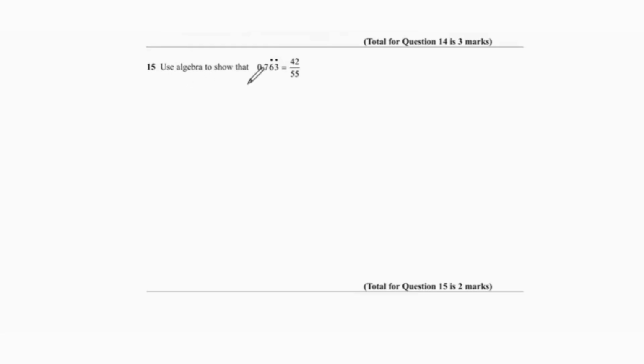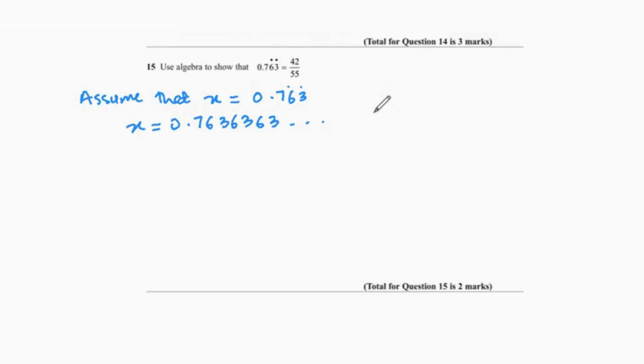It says use algebra to show that 0.763 recurring equals 42 over 55. So listen carefully. First step is that you assume that x equals 0.763 recurring. So 0.763 recurring basically means that 63 are the numbers being repeated, which means x equals 0.763, 63, 63, and so on. It's just 63 that is being repeated each time.